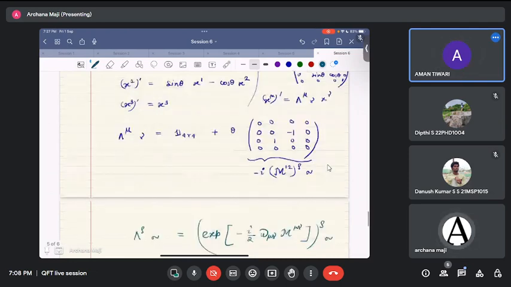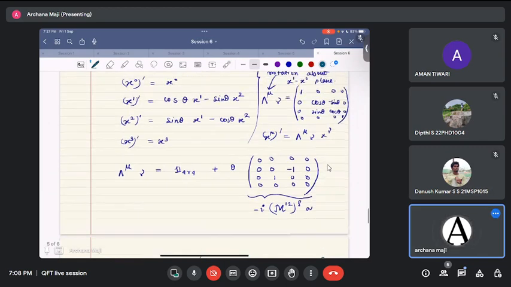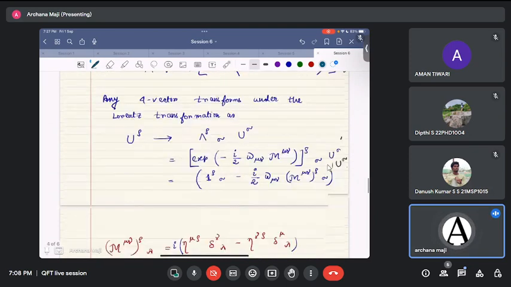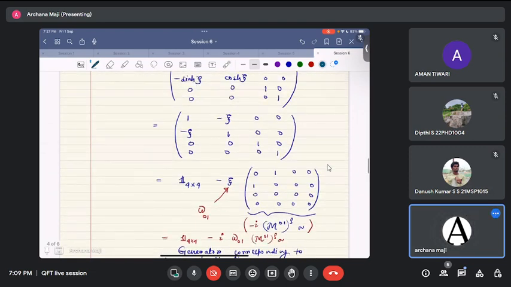Sorry, just a moment. I'm saying these are the infinitesimal generators corresponding to the Lorentz transformation, and you are trying to see whether that can be mapped to J mu nu that we had earlier. Is that what your question is?